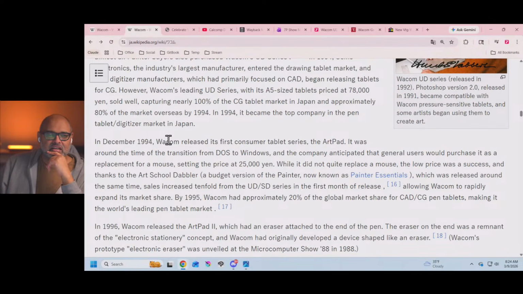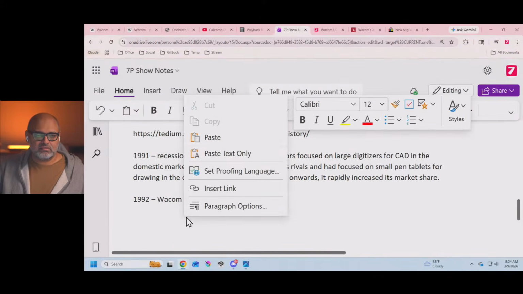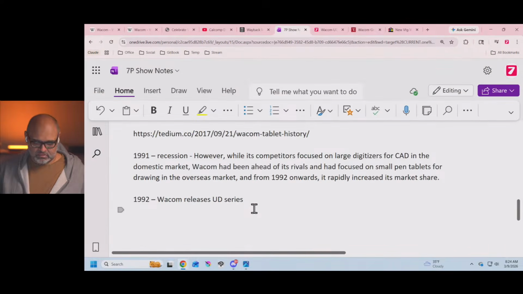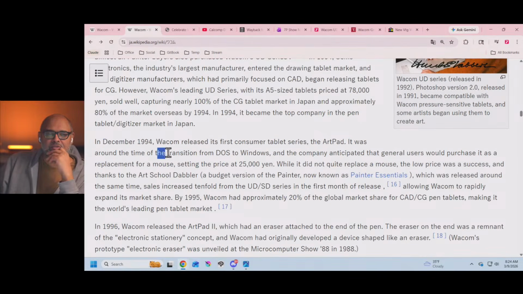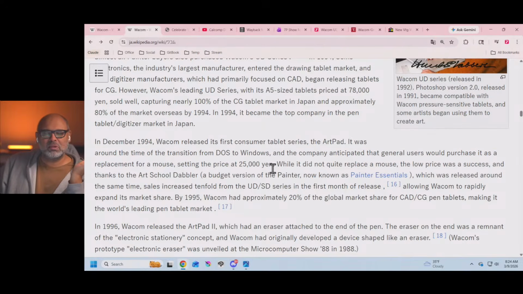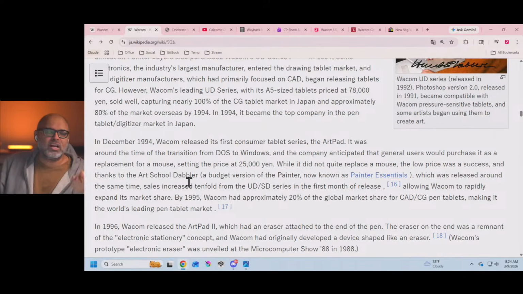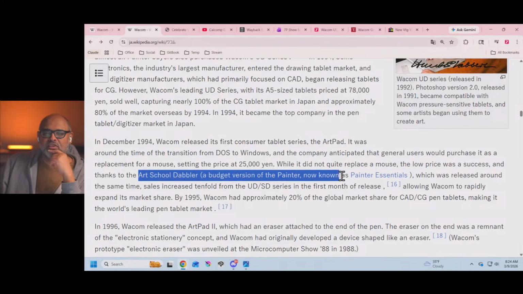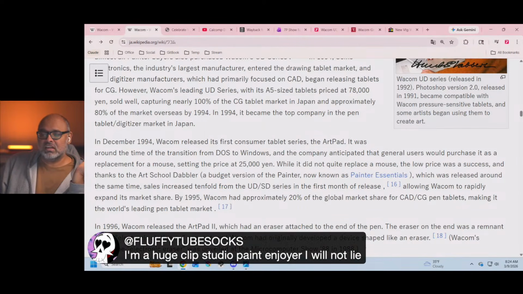Okay. 1994 ArtPad. Let me just copy that in here. At the time, around the transition from DOS to Windows, the company anticipated a general user would purchase it as a replacement for a mouse. I never thought about a tablet as a replacement for a mouse, though some people do that. The low price was a success thanks to Art School Dabbler. Oh, I forgot about this. Dabbler was a budget version of Painter, now known as Painter Essentials. I love Clip Studio. I love Clip Studio.